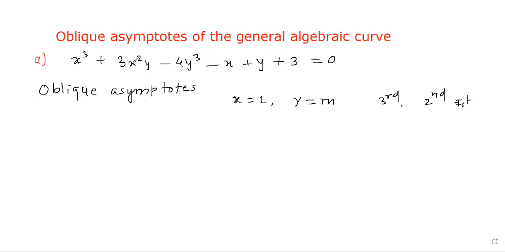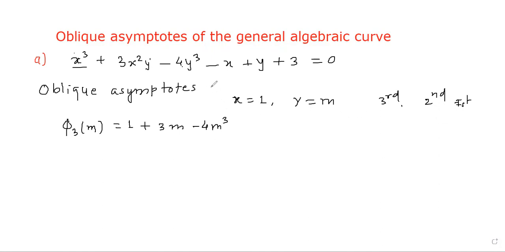of x or y, or overall power, like here x cube is third power, this is second power of x, and first power of y is first power. So let's consider third degree terms. Third degree terms are x cube, 3x square y, and minus 4y cube. Let's denote it as phi 3m, and we put x equal to 1. So this will become 1, this will become 3m, because x is 1, y is m, and then this will become minus 4m cube.